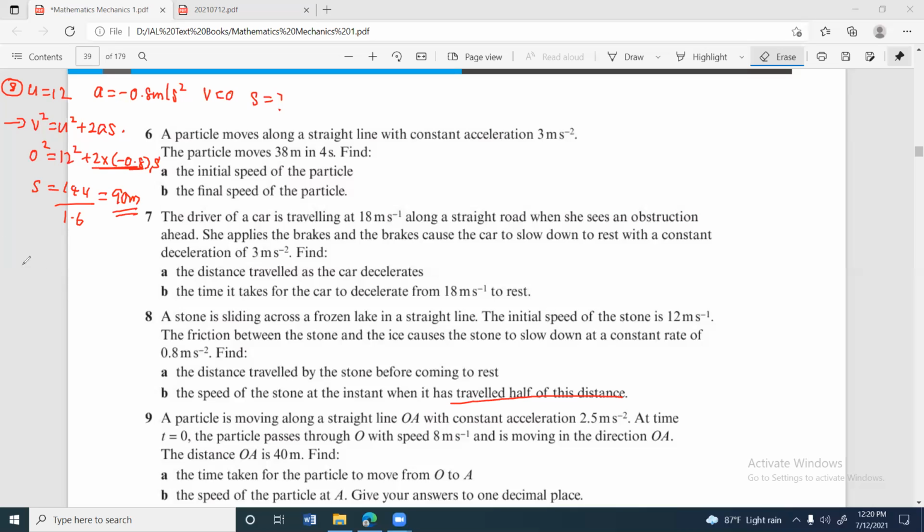Then the speed of the stone at the instant when it has traveled half of the distance. I'm referring to part B. U equals 12, a is minus 0.8, and half the distance, that is, S becomes 45 meters. But we need to find the value of V. So again, we can apply V squared equals U squared plus 2as. U squared is 12 squared plus 2 into minus 0.8 into 45.